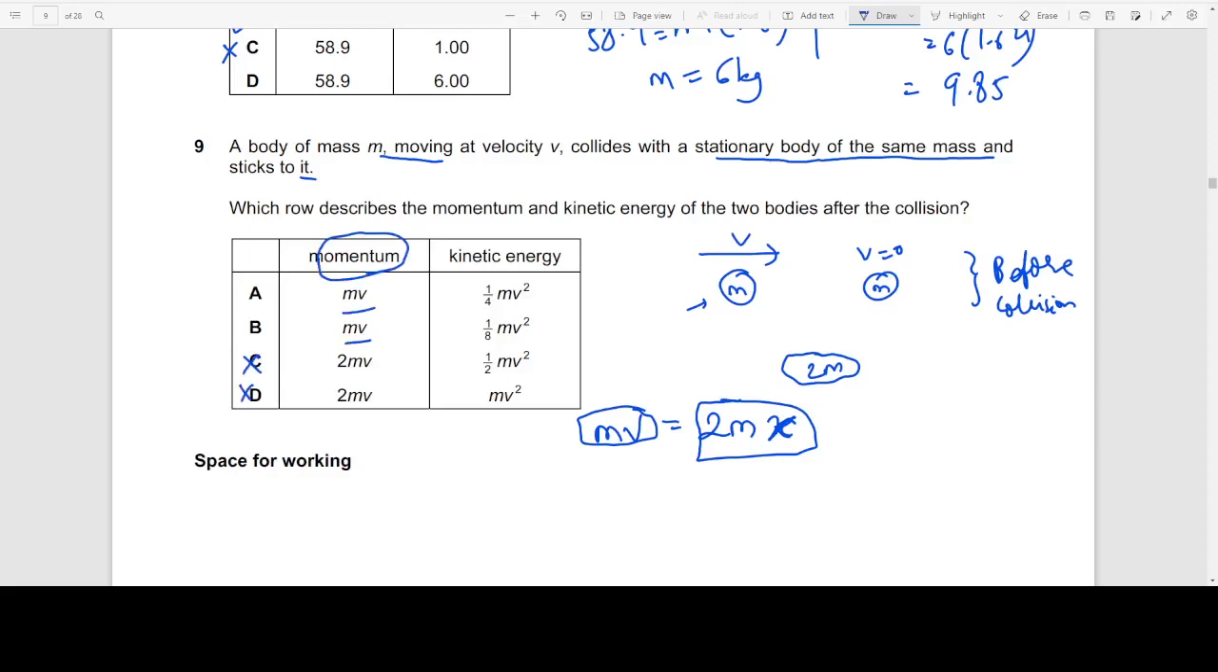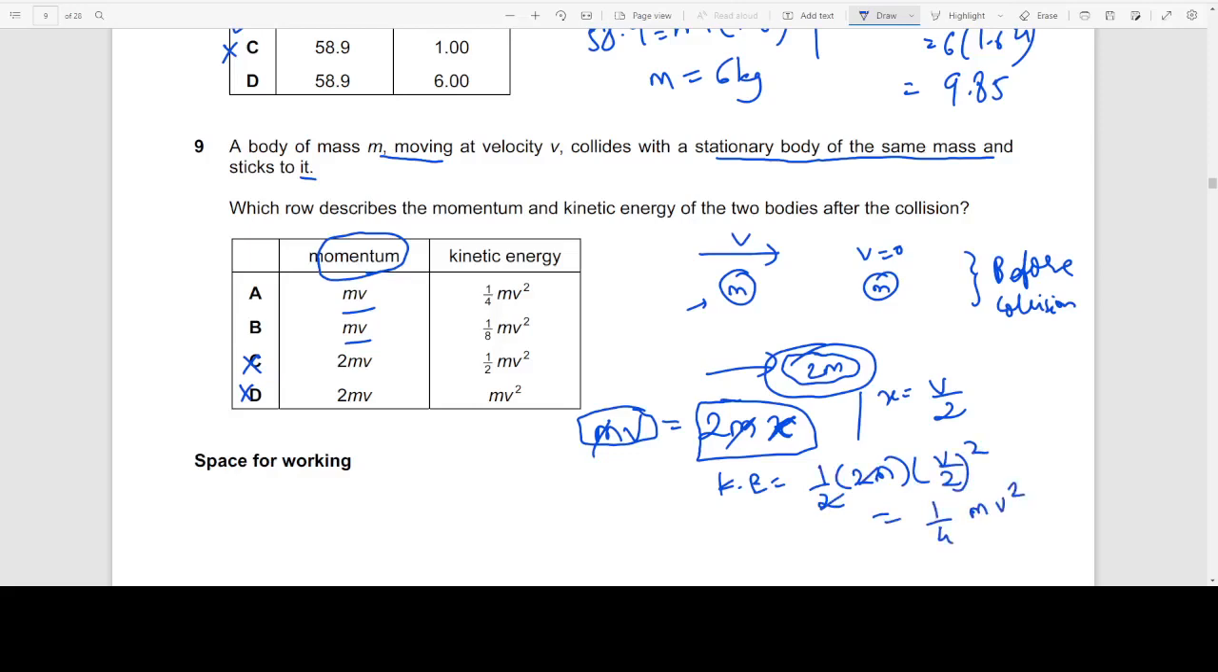Now comes kinetic energy. So we can say that x, which is the final velocity of the combined mass, is velocity v upon 2. So the kinetic energy of this 2m mass is going to be 1/2 times 2m times (v/2) squared. Alright, so this is going to be 1/4 mv squared. So the answer is A. Again, this was a simple question.